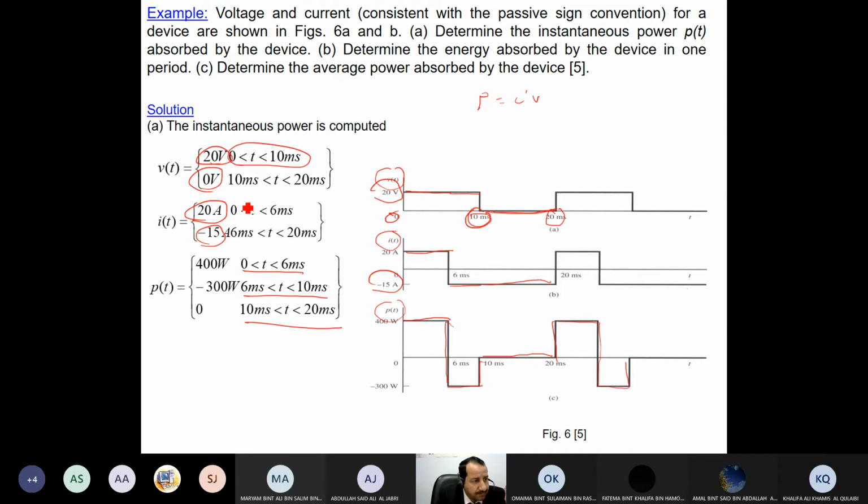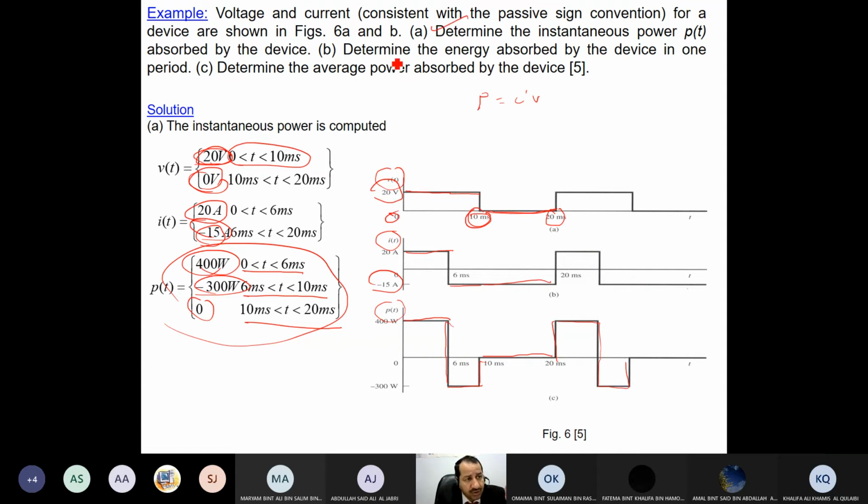Then I will multiply 20 by 20, 400. 20 by minus 15, minus 300. 0 by minus 15, 0. I got the formula for the power. So either you take the waveform or you go for the formula directly. I go with the first one.